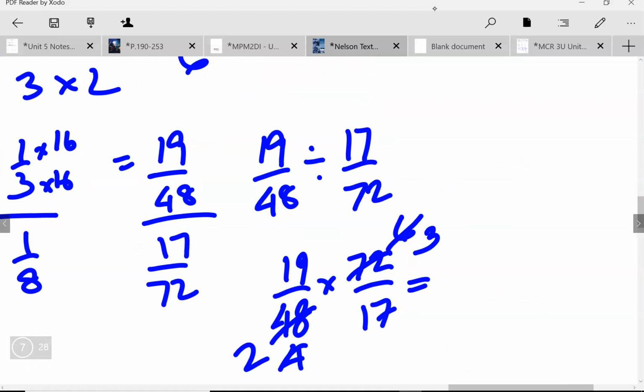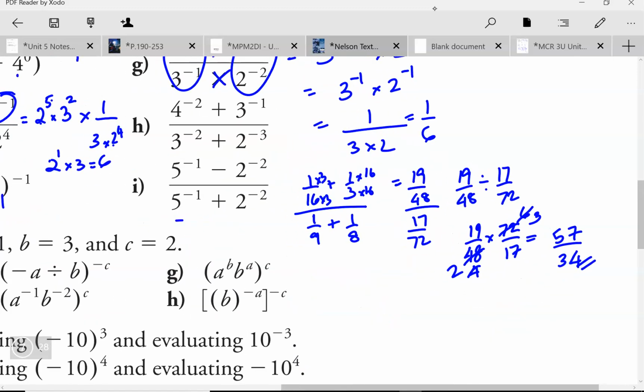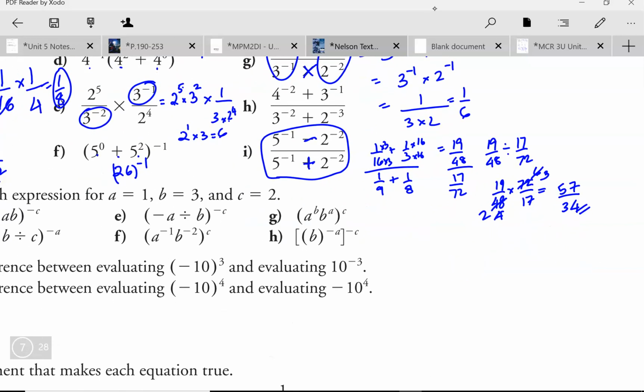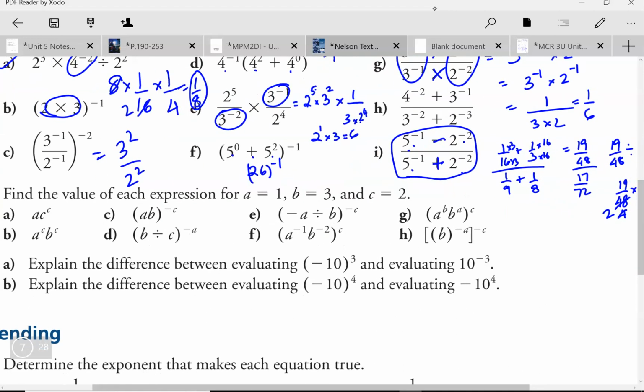19 times 3 is 57 divided by 34 should be my final answer. And this is also a very similar method. Again, you can't really use the division rule because there's a negative and a positive here, which makes this a binomial, which means you can't use the rule. So you have to make these individual fractions 1 over 5, 1 over 4, 1 over 5, 1 over 4, and do some calculations there.